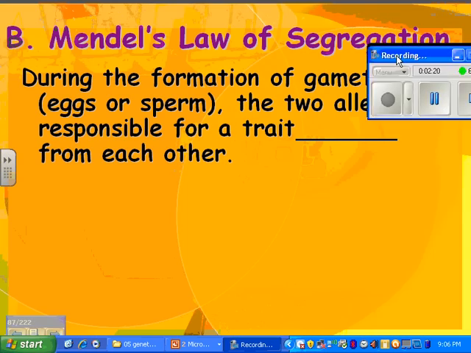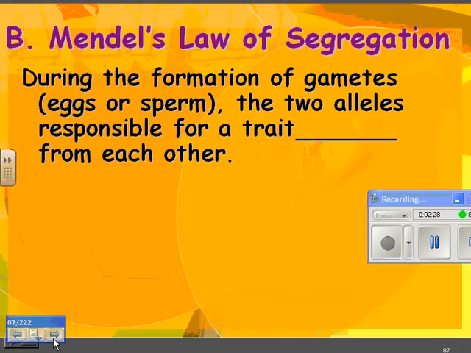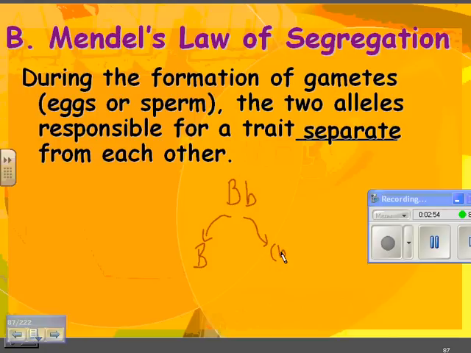Mendel's law of segregation. So you've heard segregate before, and we were talking at that point about meiosis. So during the formation of gametes, meaning eggs and sperm, the two alleles responsible for a trait segregate from each other or separate from each other. So let's say my son, because with eye color I know he's got a gene for brown eyes and a gene for blue eyes. When he has kids, he could either give them the brown-eyed gene or the blue-eyed gene. So those two separate out.